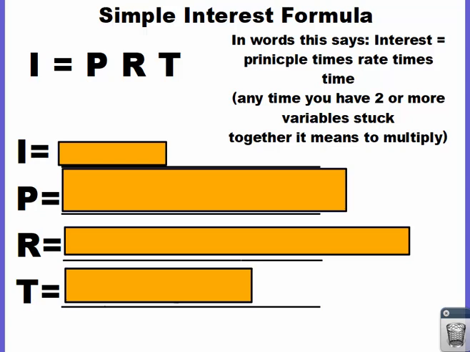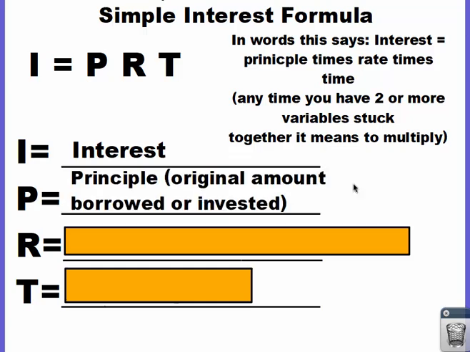Simple interest is calculated using a formula. It stands for I is equal to PRT. Well, what do those letters mean? The I stands for interest, or the amount you either earn or the amount that you must pay back on a loan or an investment. The P stands for principal, or the original amount of money you either borrowed or invested.